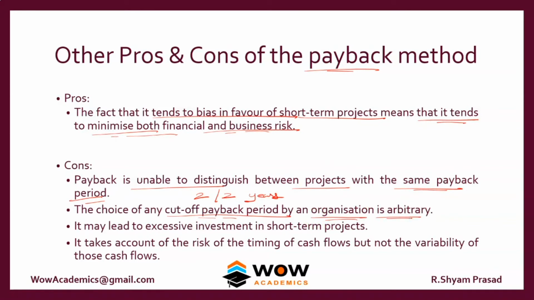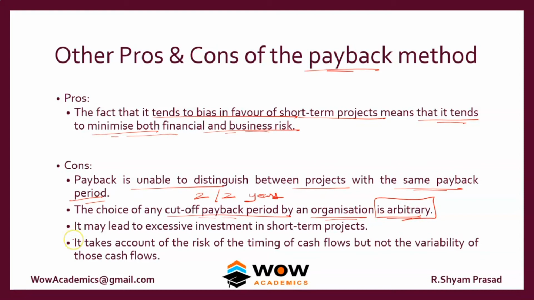So the company says select projects which are having a payback period of less than 5 years. In that case, we choose all the projects which are less than 5 years. But who fixed the 5 years? That 5 years is arbitrary in nature. Some companies can fix 5 years, some can fix 7, some can fix 10. So there is no scientific method to arrive at the cutoff year. So it is just a subjective number.